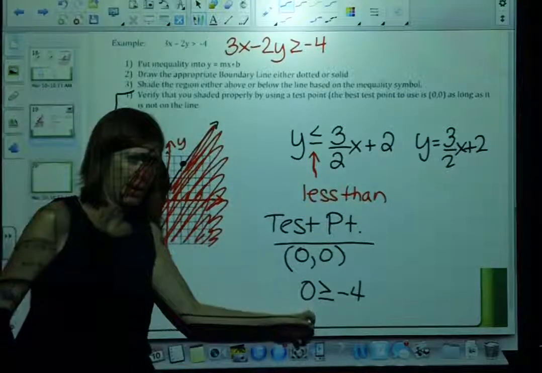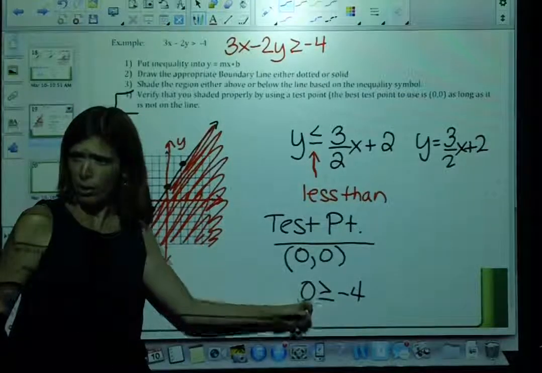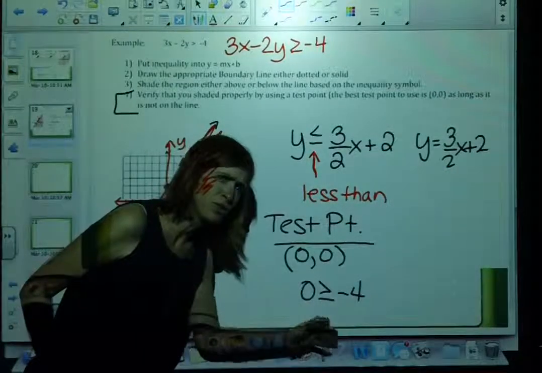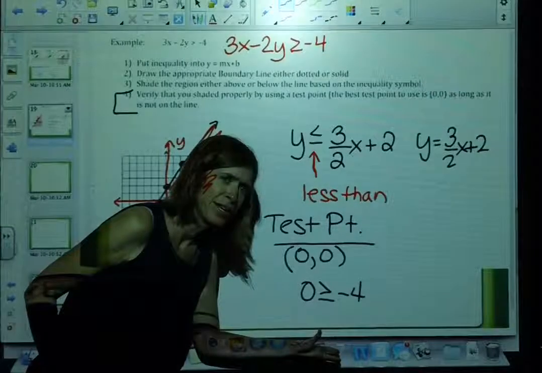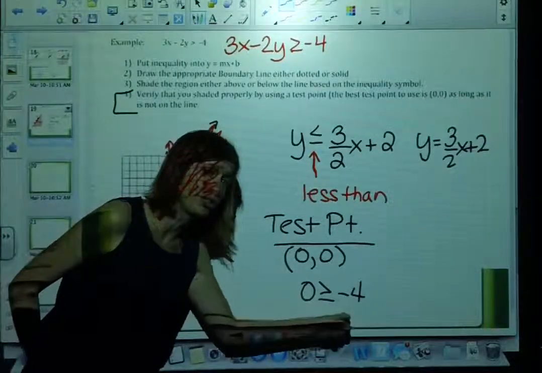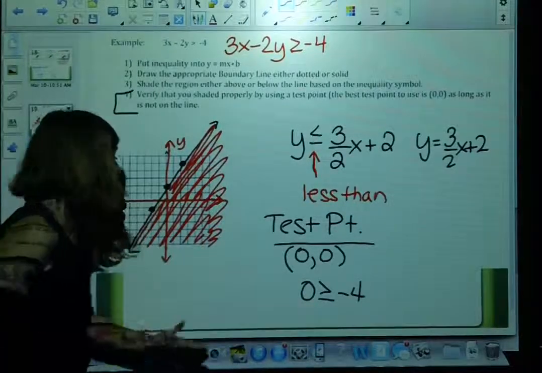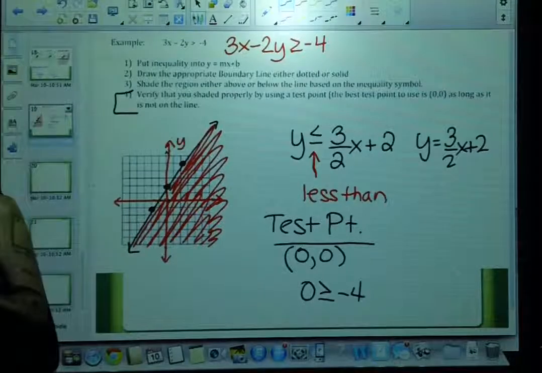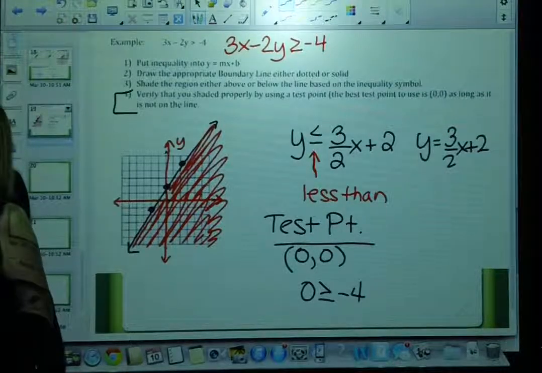I'm going to go up here, actually, because then it would be 0 is less than or equal to -4, or greater than or equal to -4. Is that a true statement? 0 greater than or equal to -4? Yes. 0 is greater than -4. It's greater than or equal to -4, so that's a true statement. So that means the test point has to be in the shaded region because it made the solution true.